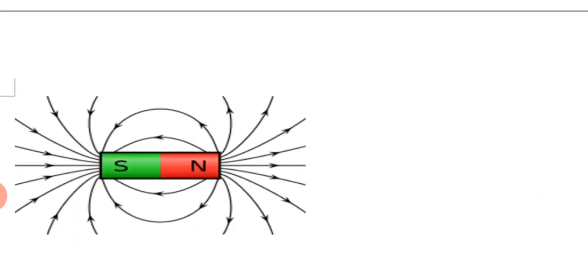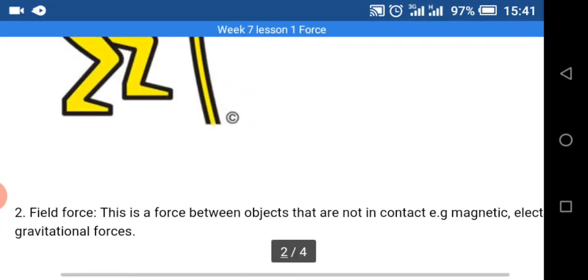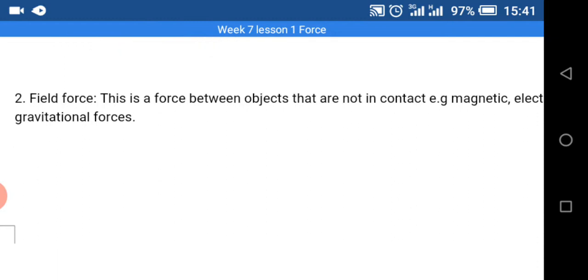Magnetic force, you know, immediately you have two magnets or magnetic objects together, if they have the same side, they will repel. That's why they say like poles repel, unlike poles attract. They are talking about magnets. So in this one, they don't need to touch each other before the force is exerted.